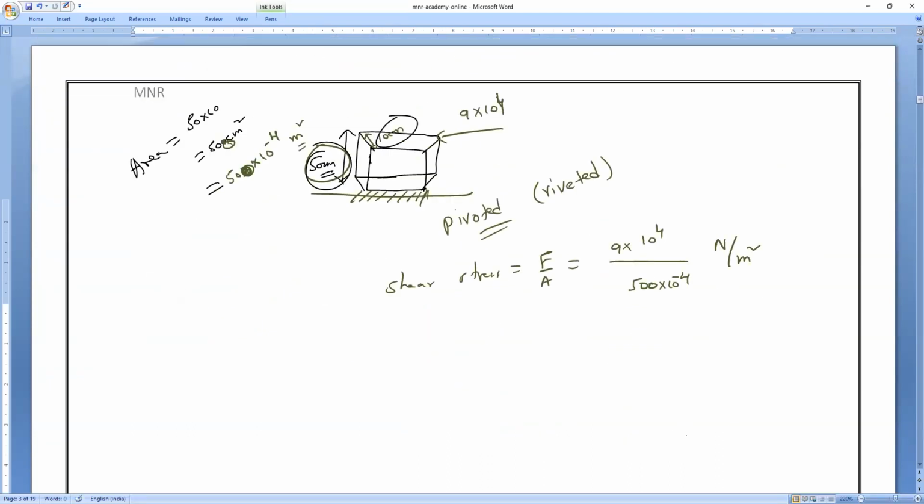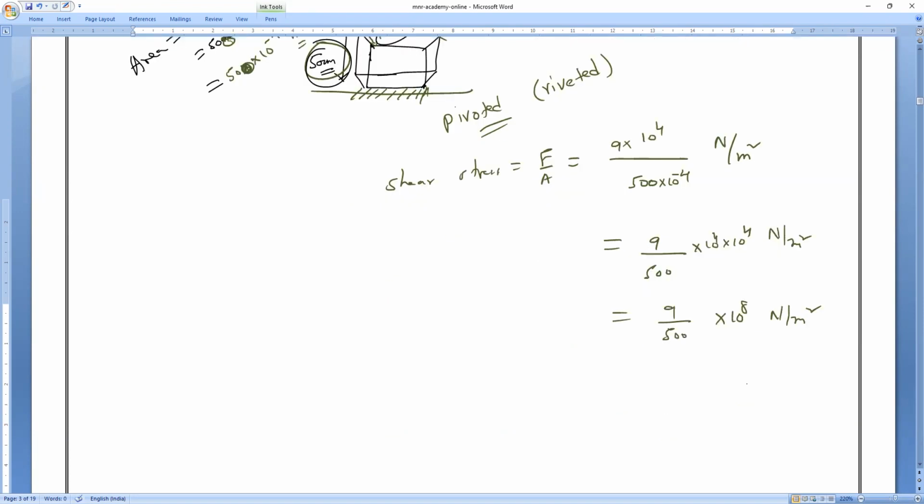Now this minus 4 will go up. Minus 4 will go up means it will become plus. So 9 into 10 power 4 divided by 500 into 10 power minus 4; the 10 power minus 4 will come up and become plus. So which is equal to 9 by 500 into 10 power 8 Newton per square meter. Now this is done, so all of you do it. So this is the shear stress.